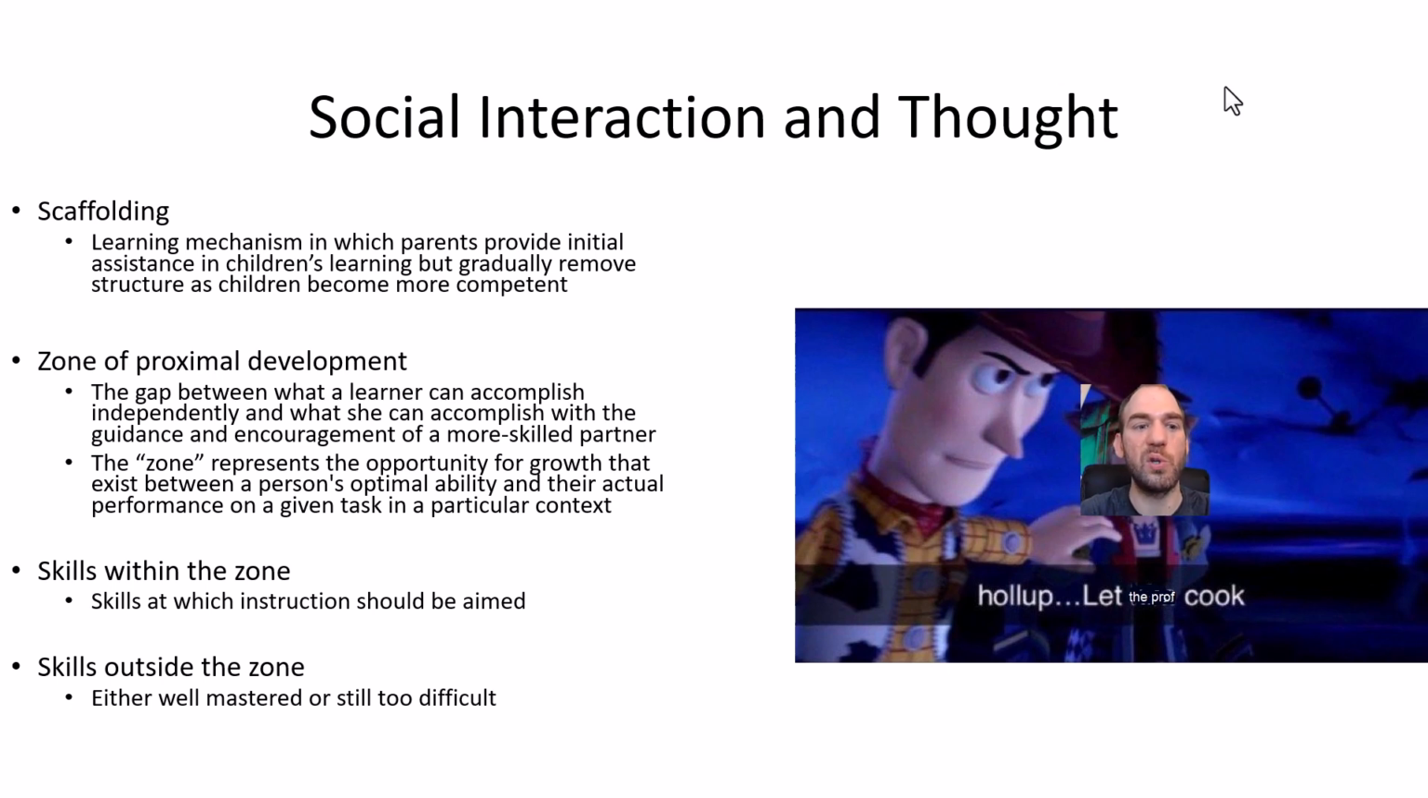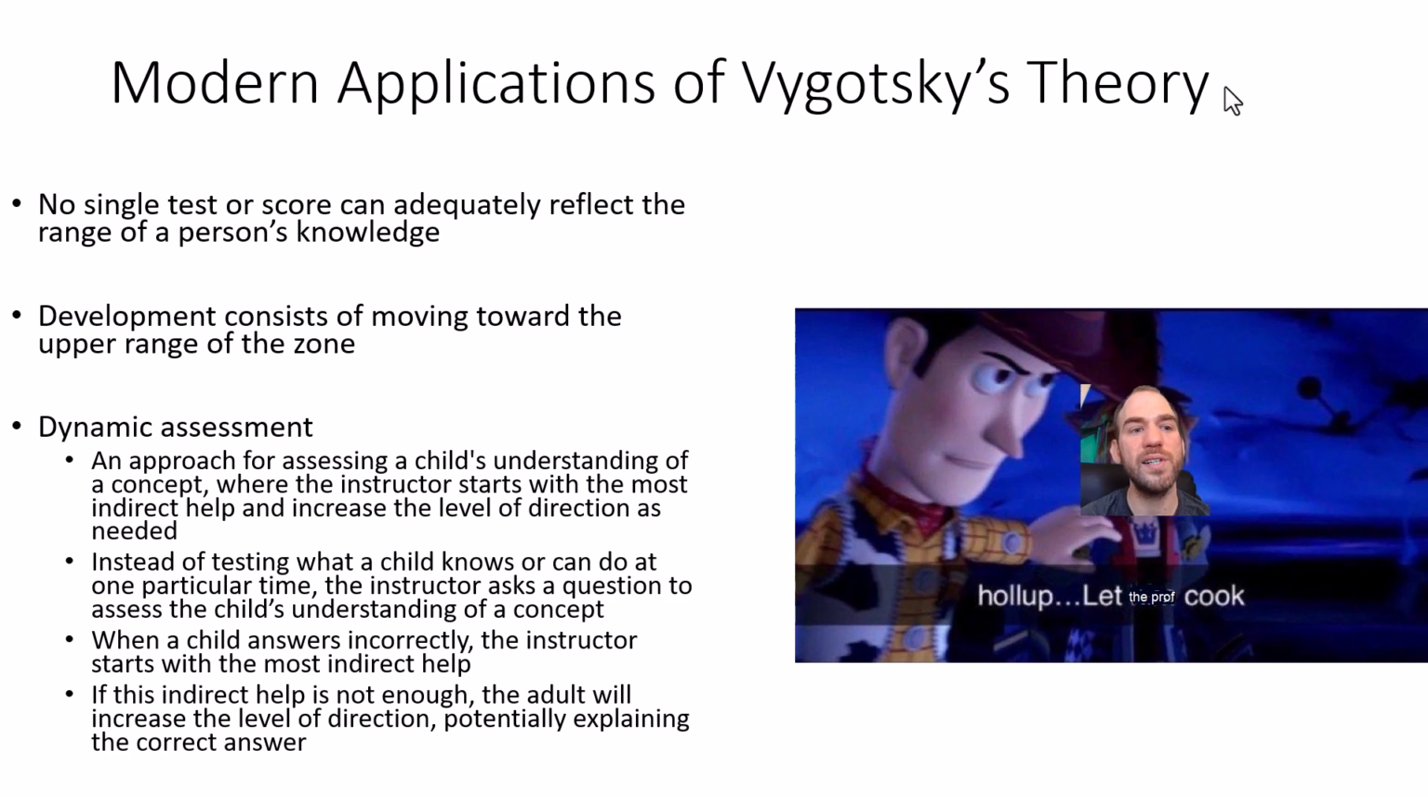So again, the goal here is to move you from skills that you can develop independently to your optimal development with whatever guidance from a mentor, and target skills that are within your zone of proximal development. Some modern applications of Vygotsky's theories is that no single test or score can adequately reflect the range of a person's knowledge. Development consists of moving toward the upper range of the zone, so as stated, moving towards optimal development, and no single test or score can reflect a person's knowledge because knowledge is socially, culturally based, and there's not going to be just one test that's like, oh, this is the knowledge of all people across all cultures, across all historical periods, because knowledge and modes of thinking are going to be culturally based.